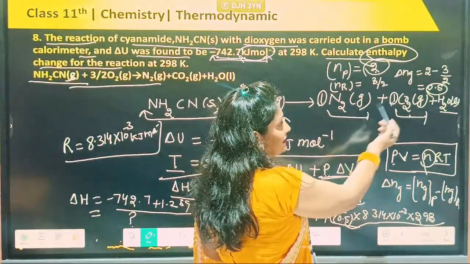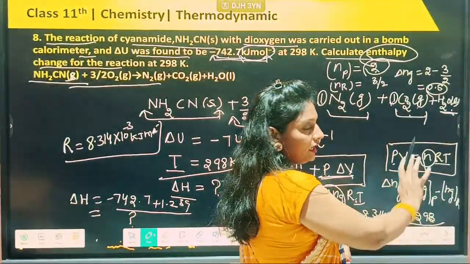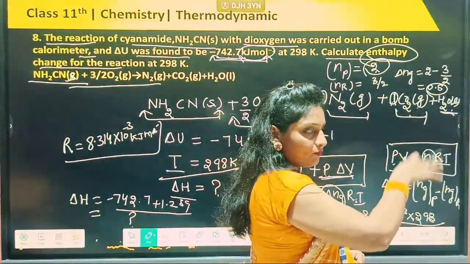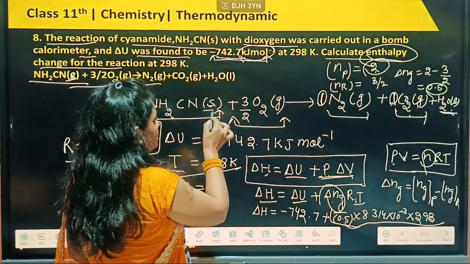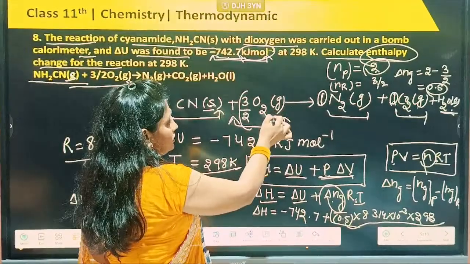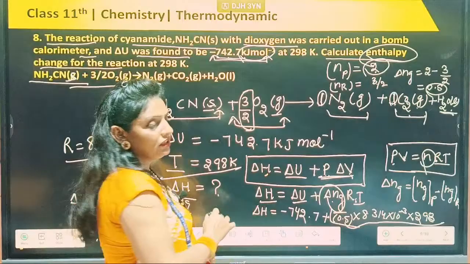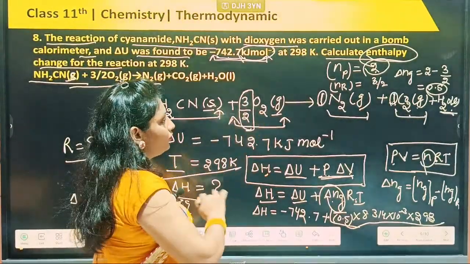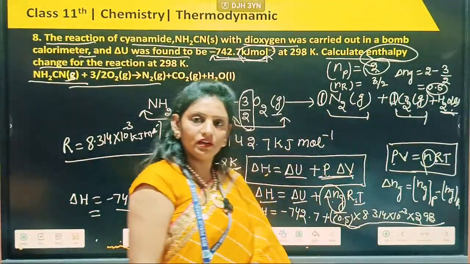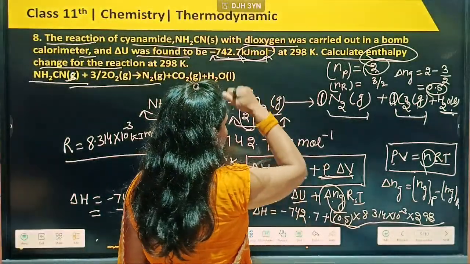Here nitrogen is gas and CO2 is gas, but water is liquid, so I will not consider that. Here I will consider only these: 1 plus 1, 2 moles on the product side. On the reactant side, this one is in solid state, so I will not consider it. Only this one is in gaseous state, so I will take the moles of this only. These are 3 by 2. So 2 minus 3 by 2 is 0.5. Clear?